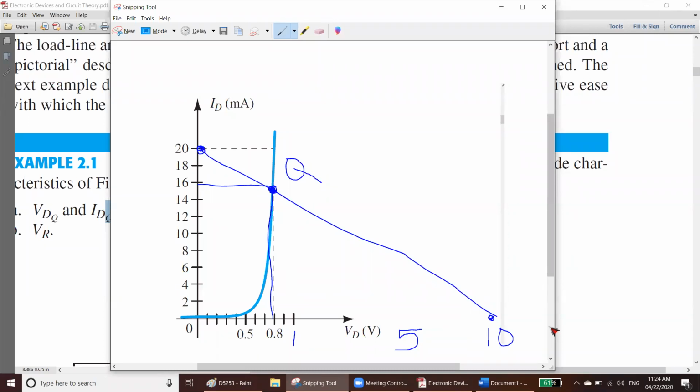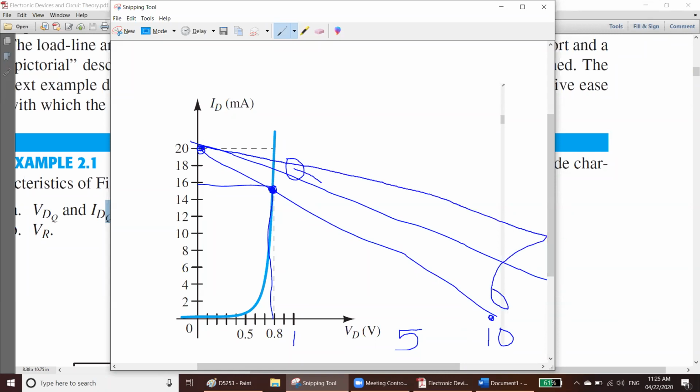Remember, this was a free graph. If the 10 volt was somewhere here, then the graph would look like this. If the 10 volt was much further away, then the graph would look like this. Let me erase that.